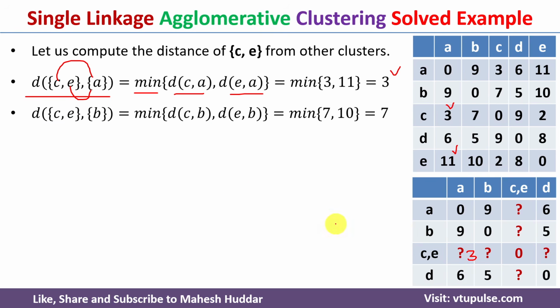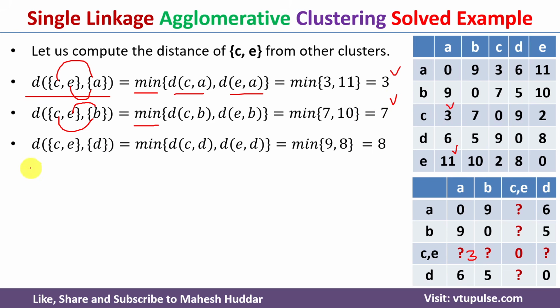Similarly, we need to calculate the distance from CE to B here. That is nothing but the distance from C to B, and then the distance from E to B we need to identify. Between those two, we need to get the minimum here. The distance between CB is equivalent to 7 here. The distance between EB is equivalent to 10. Between these two, 7 is minimum here. With the same note, we need to calculate the distance between cluster CE and D here, which is equivalent to 8 in this case. Now, once you get the updated weights, we need to put it over here.